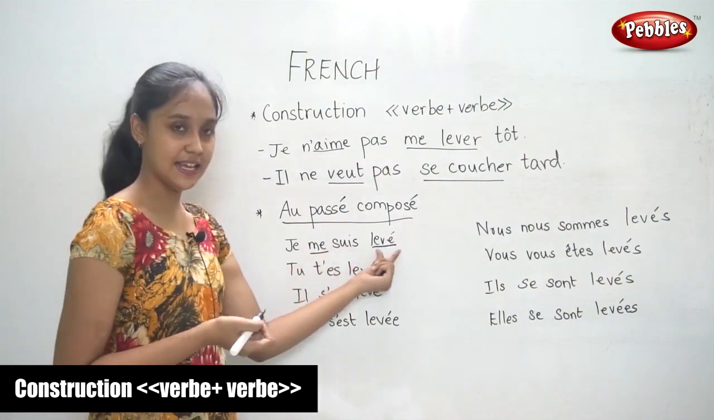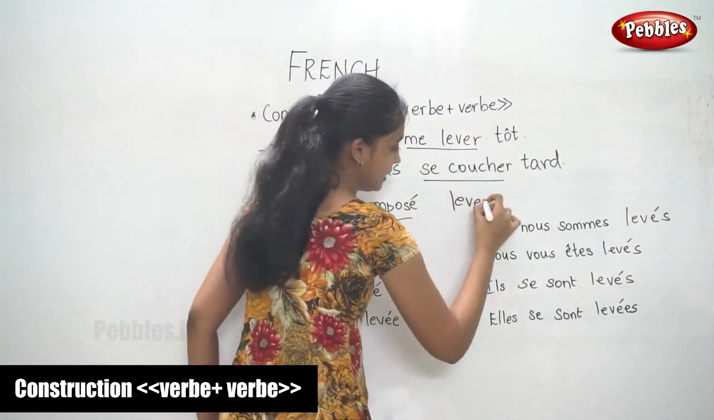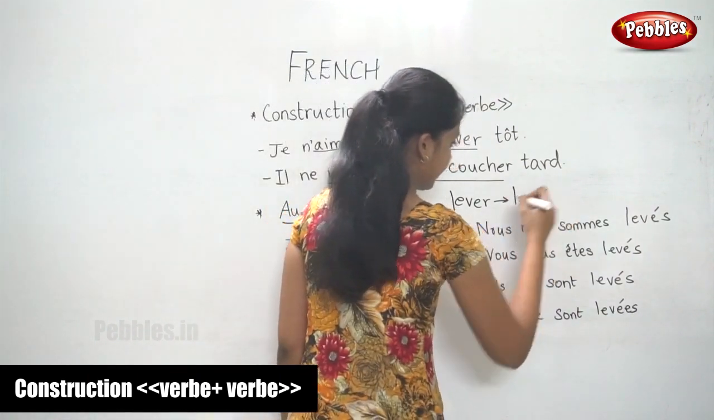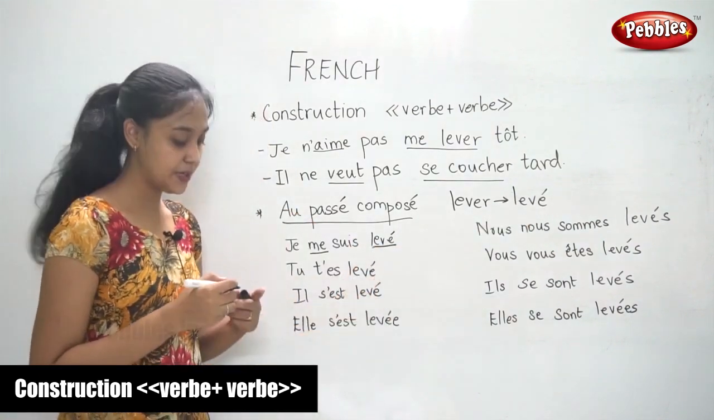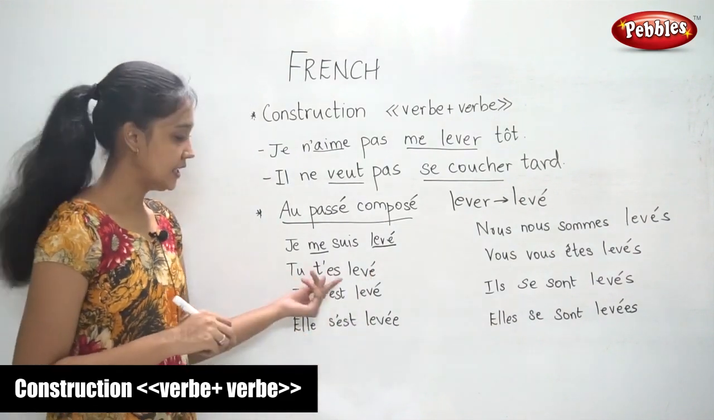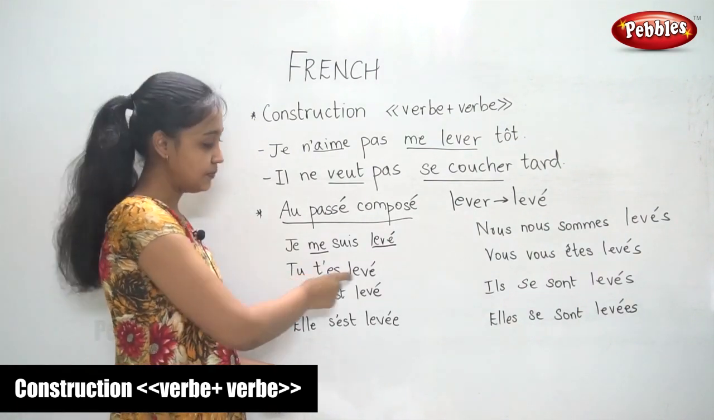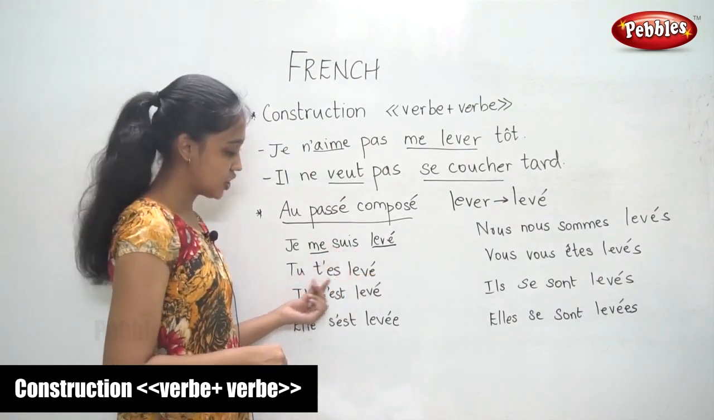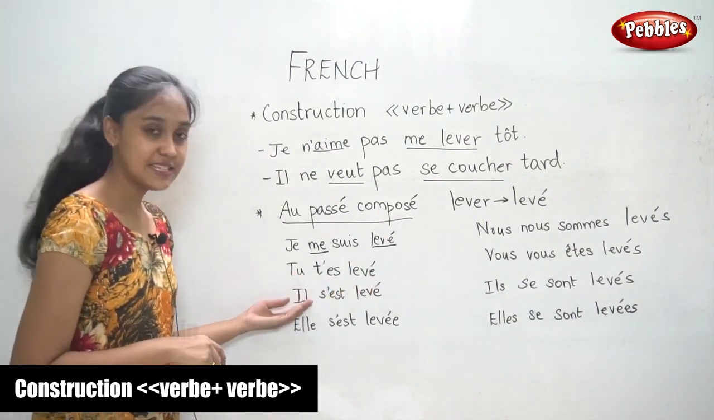Je me suis levé. Now the past participle of the verb lever, it is an er verb, so it is levé. And we write the past participle. Please be clear, you do not have to conjugate this because we are conjugating être. So next, tu. The reflexive is te, the past participle is levé, and the être conjugation for tu is es. Tu t'es levé.